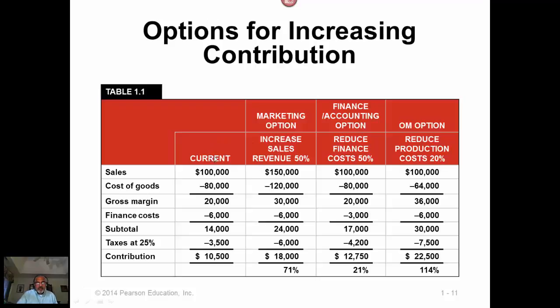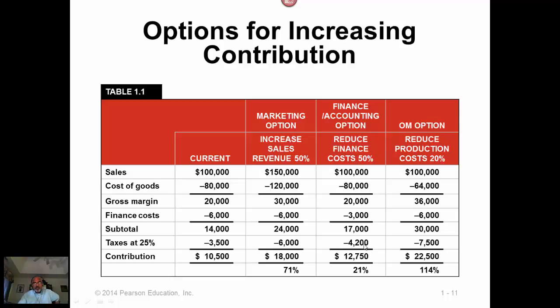So if you look at this slide, suppose in this example we assume that this is the current situation. We have sales of $100,000 and we have cost of goods and gross margin, tax rate of 25%. We end up with an annual contribution of $10,500. Now if you look at the marketing function, if we increase the sales revenue by 50% and then work all the cost of goods and everything out, then the contribution increases to $18,000. That is a 71% increase. So a 50% increase in sales results in a 71% increase in contribution margin, which is good.